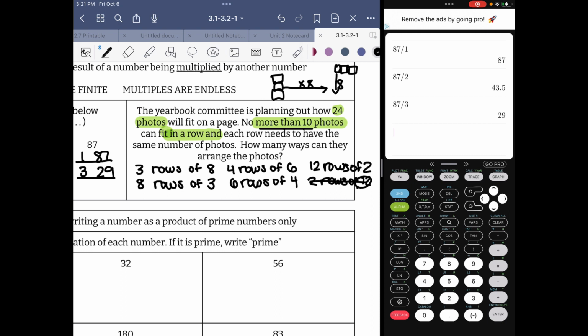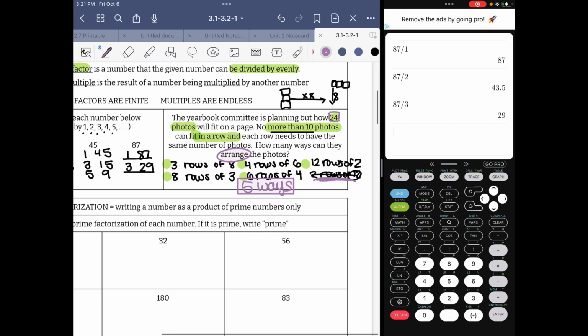So there's 1, 2, 3, 4, 5 different ways to lay out these photos. So yearbook committee has 5 different choices to pick from if they know they have 24 photos. Okay, there might be one question on your assignment too that asks you how many different ways something can be arranged. If you're talking about rows and columns, you just need numbers that multiply to how many you have. The only difference about the no more than 10 in a row, that's why we had to cross out this last one. That's why there's only 5 ways instead of 6.